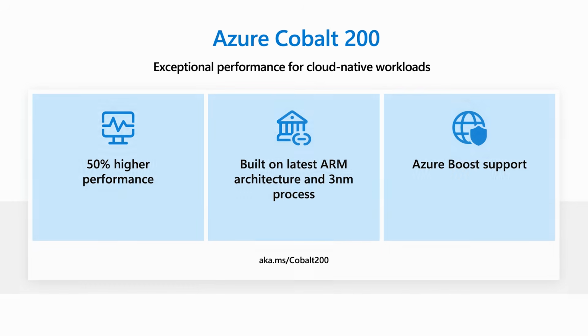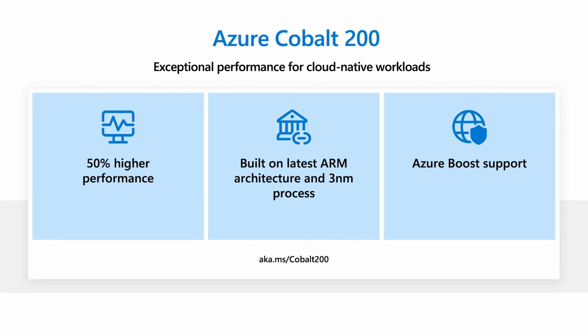Cobalt 200 is a major leap forward at the silicon and platform level. More compute cores, more cache, and faster memory, built on the latest ARM architecture with TSMC's 3nm process. It's delivered on our newest cloud infrastructure, with Azure Boost providing accelerated I/O and networking built in out of the box. The result is up to 50% higher performance than Cobalt 100, Azure's leading performance offering in the market.